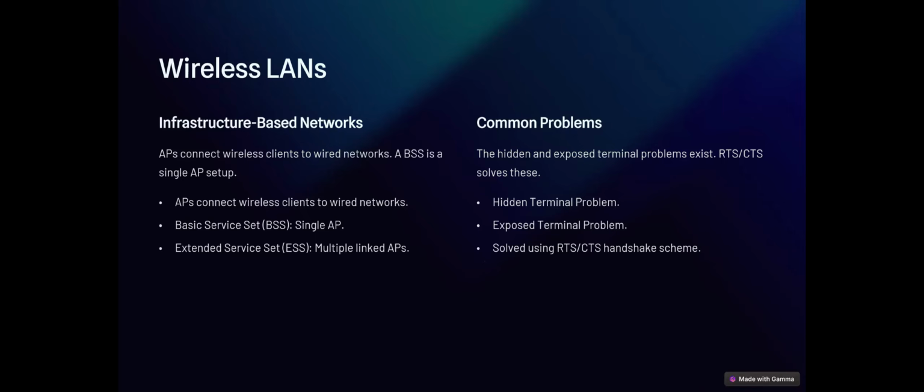Two common problems in wireless networks are the hidden terminal problem, where two stations cannot detect each other but both communicate with the same AP, and the exposed terminal problem, where a station unnecessarily defers transmission. These issues are addressed using the RTS/CTS handshaking mechanism.